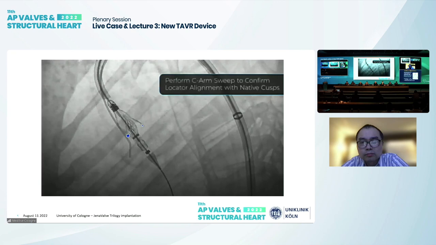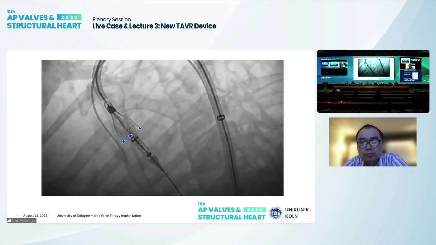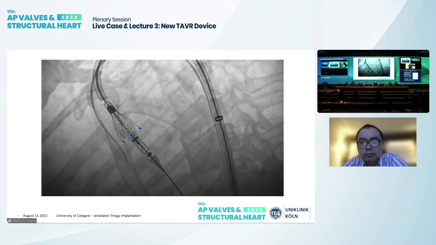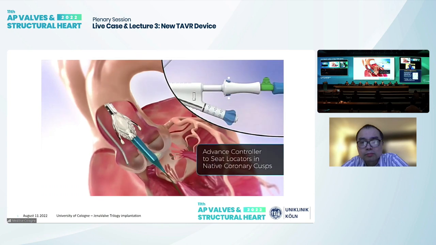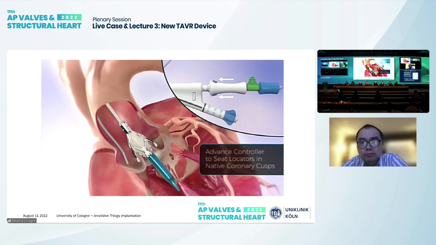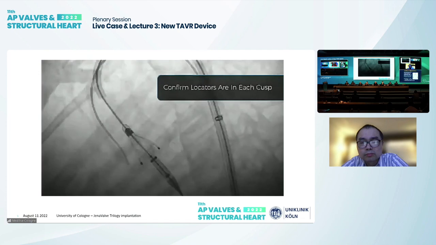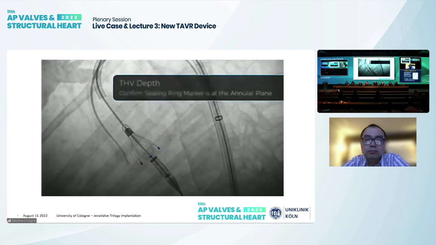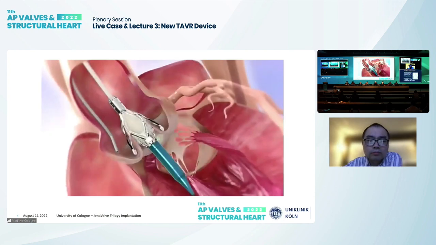because we want to make sure that the central locator is in an anterior position pointing towards the right coronary cusp and not posterior, of course. If that's the case, we can advance and then make sure that the locators are in the nadir and then release the valve, as you appreciate, in a second. So that's the plan, I think, Stefan.